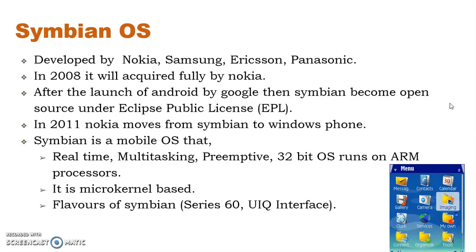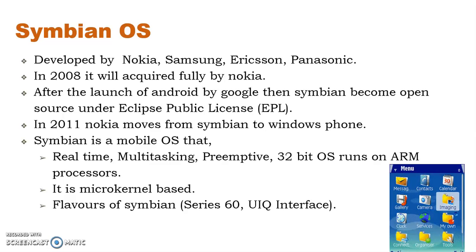Next, Symbian operating system. Symbian operating system was developed by Nokia, Samsung, Ericsson, Panasonic. In 2008, it was acquired fully by Nokia. After the launch of Android by Google, Symbian became open source under the Eclipse Public License. In 2011, Nokia moved from Symbian to Windows. Symbian is a mobile operating system.